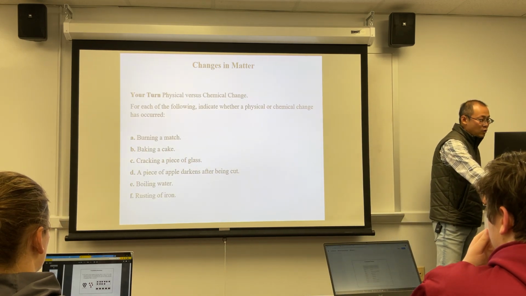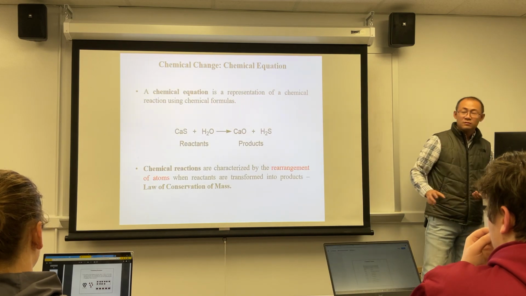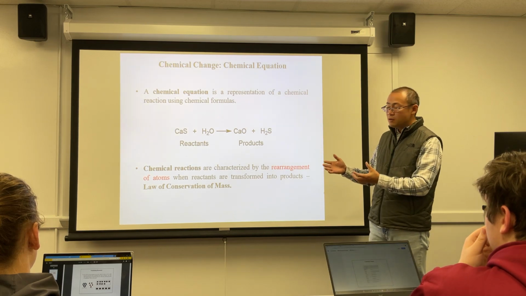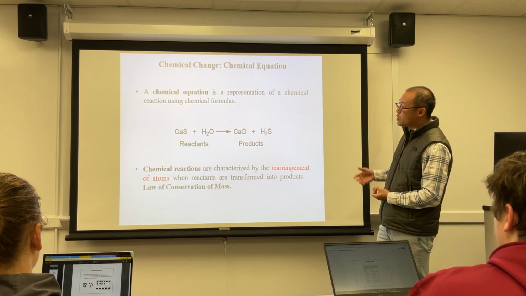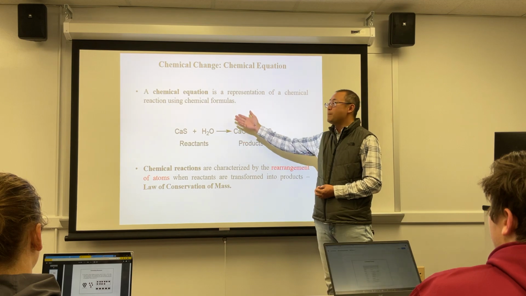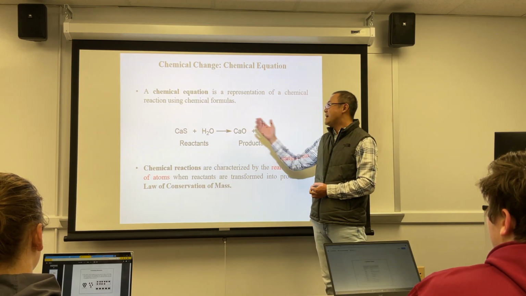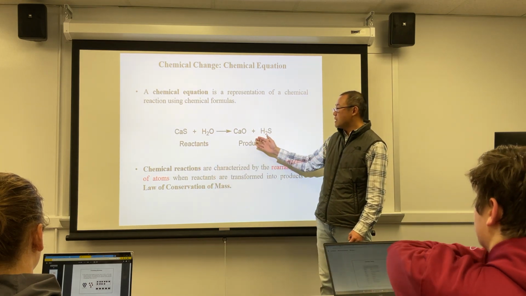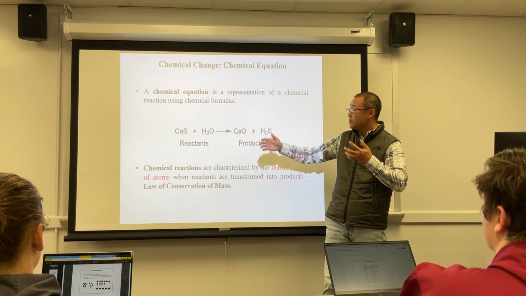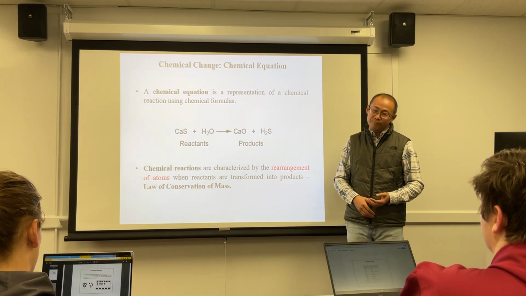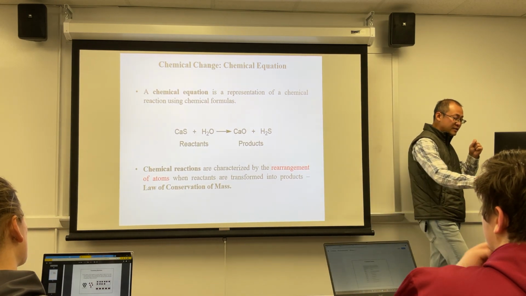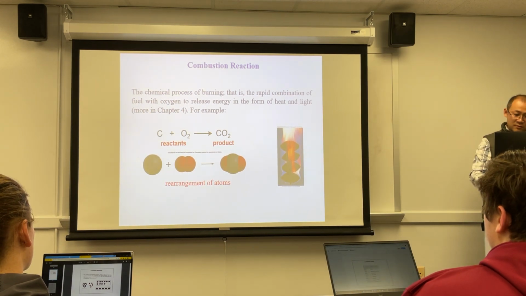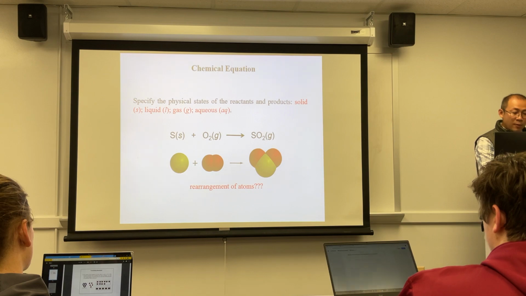And we use chemical equation to represent a chemical change. In a chemical equation, we use an arrow to separate substances before the change and after the change. For substances before the change, we call them reactants. For substances after the change, we call them what? Products. And we started a very important topic or fact in chemical changes.